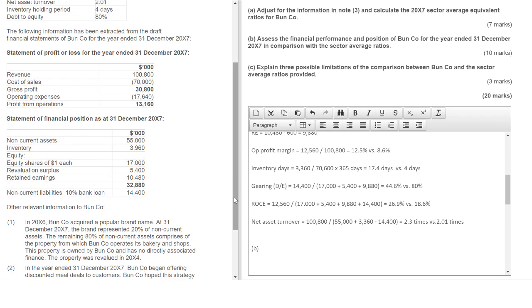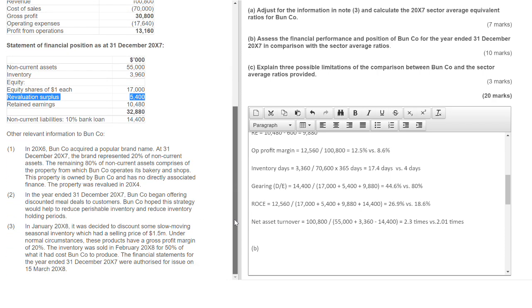Nothing massively jumps out from profit or loss immediately. But if you have a look at your statement of financial position, we do have a revaluation surplus. So the buildings that we own, we revalue. That will have increased the amount of equity within this business. Does that impact any of our margins? Well, yes. Gearing, yes. Return on capital employed. So that will impact those margins.